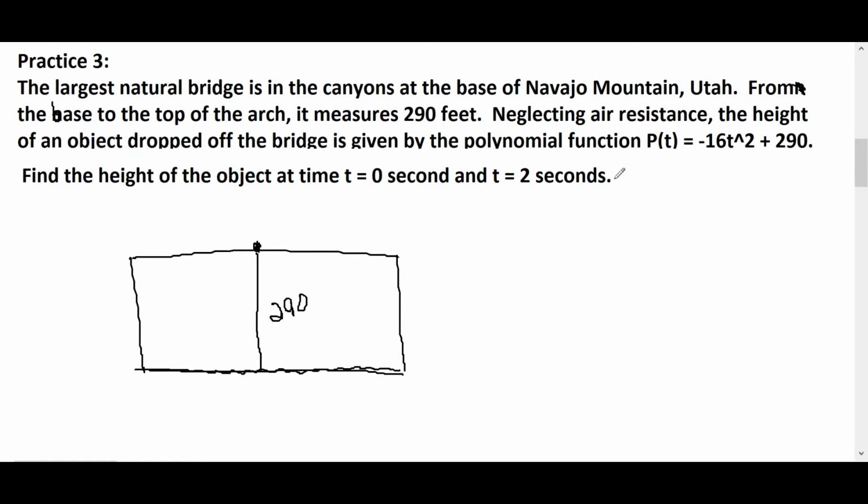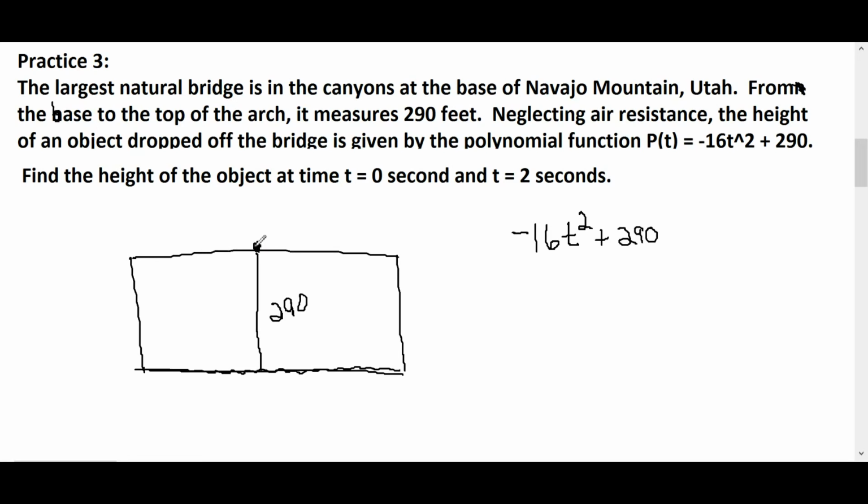Okay, neglecting air resistance, the height of the object dropped off the bridge is given by this polynomial function. Find the height of the object at t equals 0 seconds and t equals 2 seconds. All right, so here I've got negative 16 t to the second power plus 290.